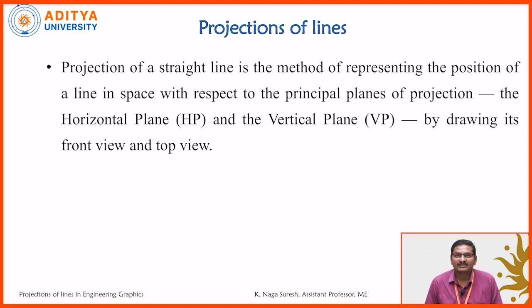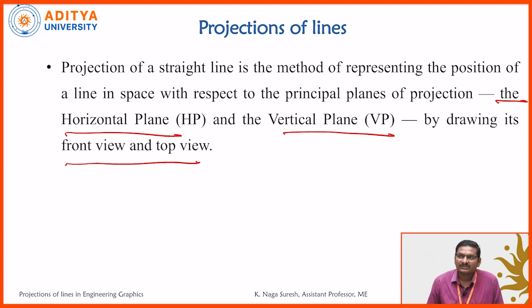Projections of lines, or straight lines, is the method of representing the position of a line in space with respect to the principal planes of projection. That is, there are different types of planes available, the horizontal plane, the vertical plane, or the side plane or profile plane, by drawing its front view, top view or side view. So this is nothing but projections of lines.